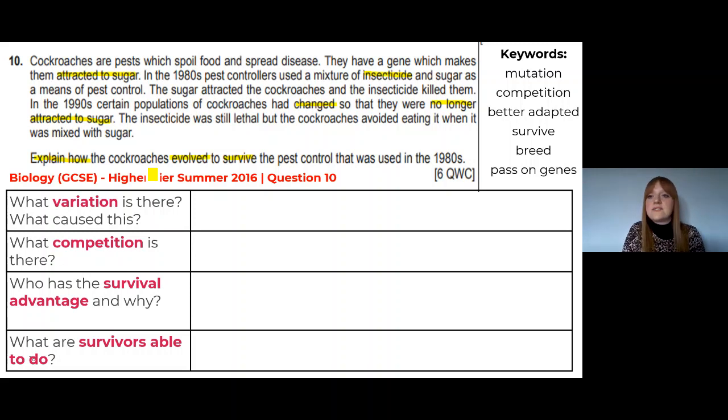Okay, for your answer. So what variation is there and what caused this? What competition is there? Who has the survival advantage and why? And what are survivors able to do? So I'm going to give you just a couple of minutes to have a little think about it. And then we're going to go through it.